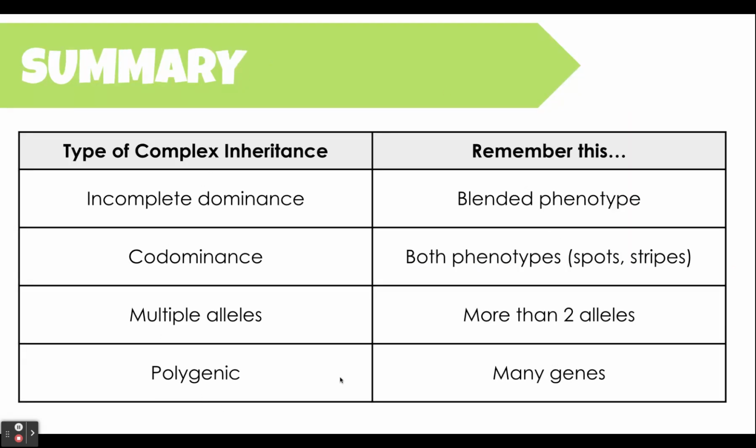So this is just a little summary slide indicating the different types of complex inheritance and what you want to remember. So incomplete dominance, remember that when it's heterozygous, you get that blended phenotype. Codominance, both alleles are dominant, so both phenotypes show up. This is typical in organisms with spots and stripes. If you have multiple alleles, there's more than just two alleles. There's more than just one dominant allele and one recessive allele. You're probably using a letter with an exponent. And then lastly, polygenic, we've got many genes, which gives you those spectrum traits.